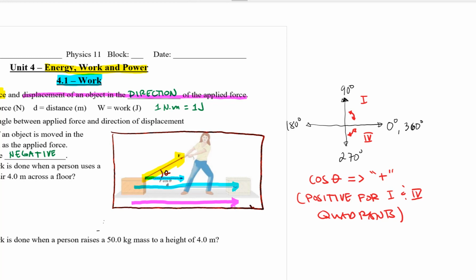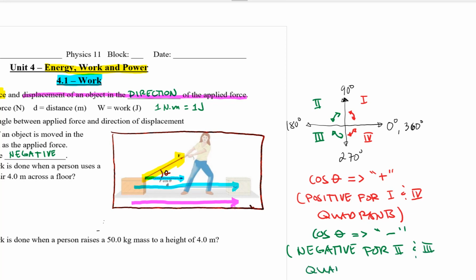While if you go to quadrant 2 and quadrant 3, cosine theta in those quadrants is negative. So these are negative for the second and third quadrants.